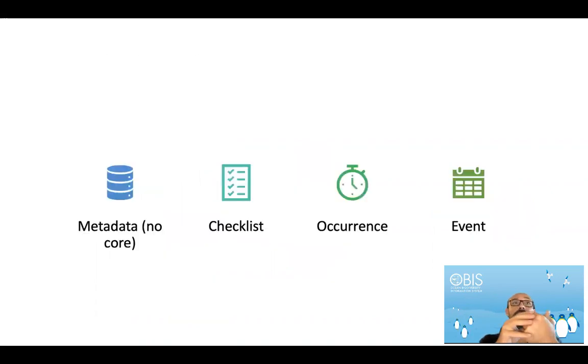This currently allows us to publish metadata, so just a description of a project or a data set. It allows us to publish checklists, occurrence data, but now more recently also event data. It means that the capabilities of that data standard, the Darwin Core Standard, have largely improved, but at the same time, we see that we are reaching considerable limits with that as well.